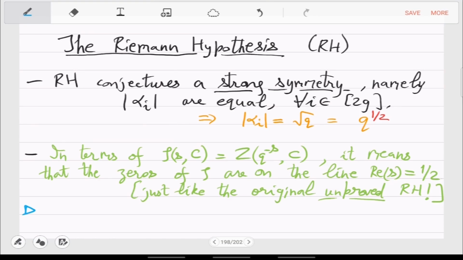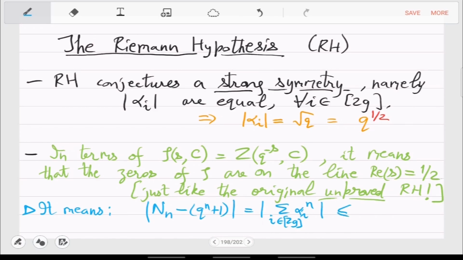And in terms of counting, what this is saying is that the number of zeros of the curve in the finite field F_q raised to n is equal to the norm of the sum of alpha_i to the n, i going from 1 to 2g, which now will be upper bounded by 2g q raised to n by 2. So you get this nice bound.